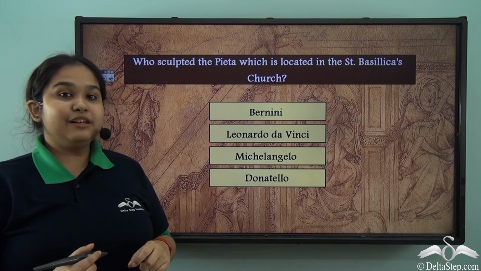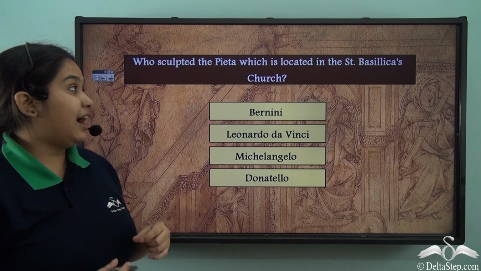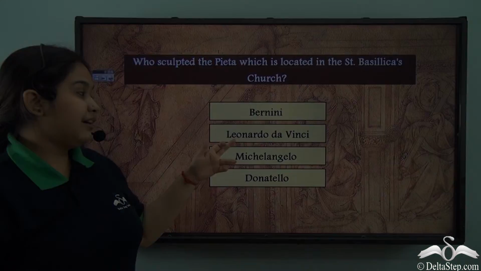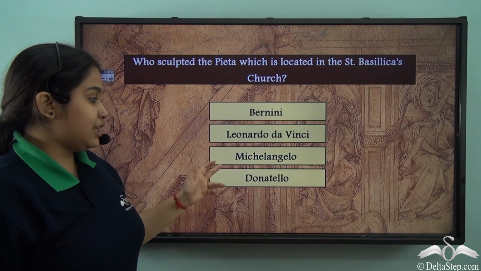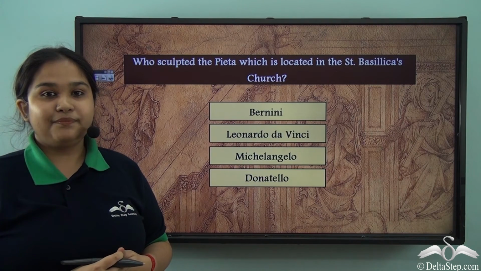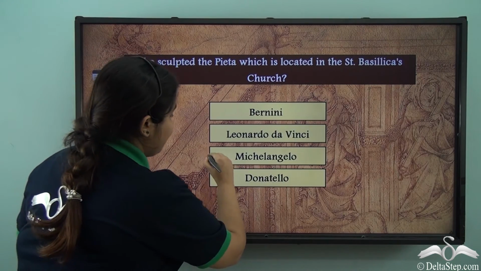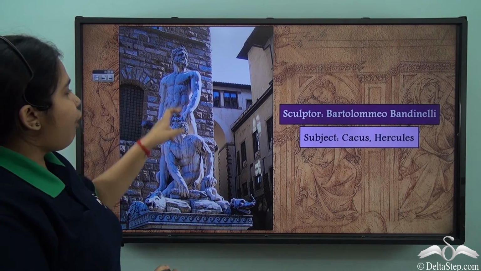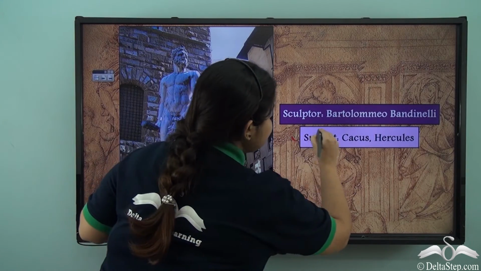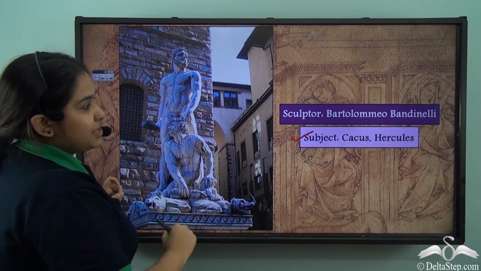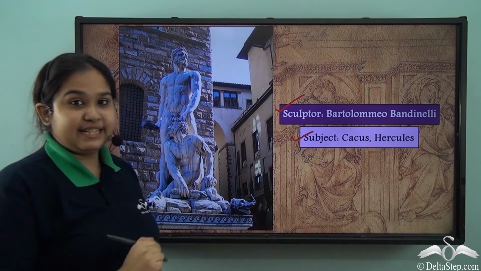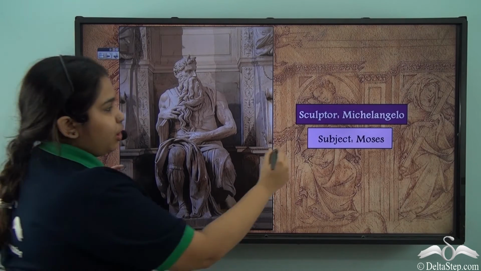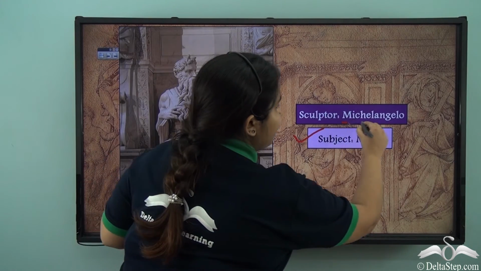Now, can you tell me who sculpted the Pieta, which is located in the St. Peter's Basilica church? Was it Bernini, Leonardo da Vinci, Michelangelo, or Donatello? That's right, it was Michelangelo. So here we can see a sculpture of Hercules and Cacus, and the sculptor is Bartolomeo Bandinelli. So here we can see the sculpture of Moses made by Michelangelo.